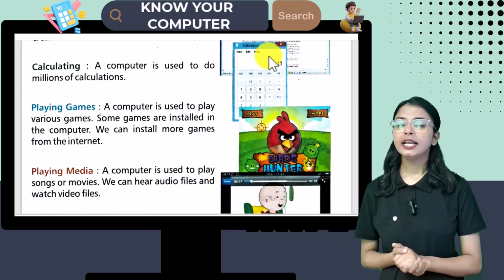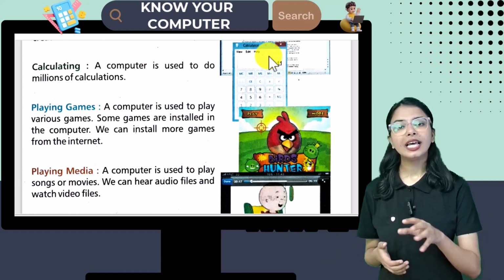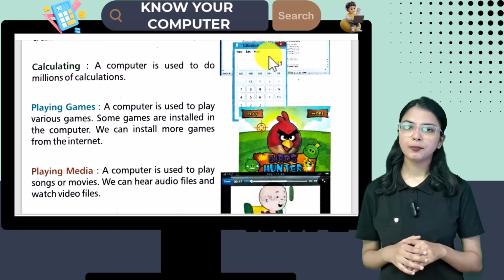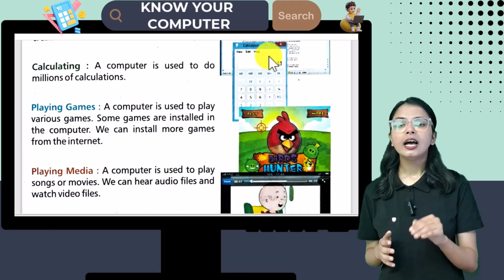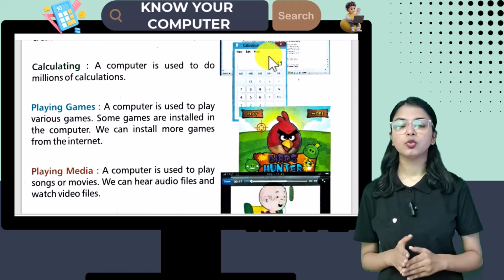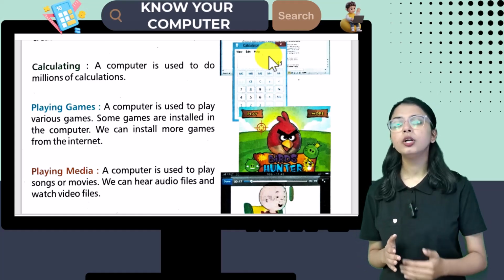Okay, students, next is playing games. A computer is used to play various games. With the help of computer we can play games. Some games are already installed in the computer, and we can install more games from the internet. Okay, so with the help of internet, students, you can download more games.